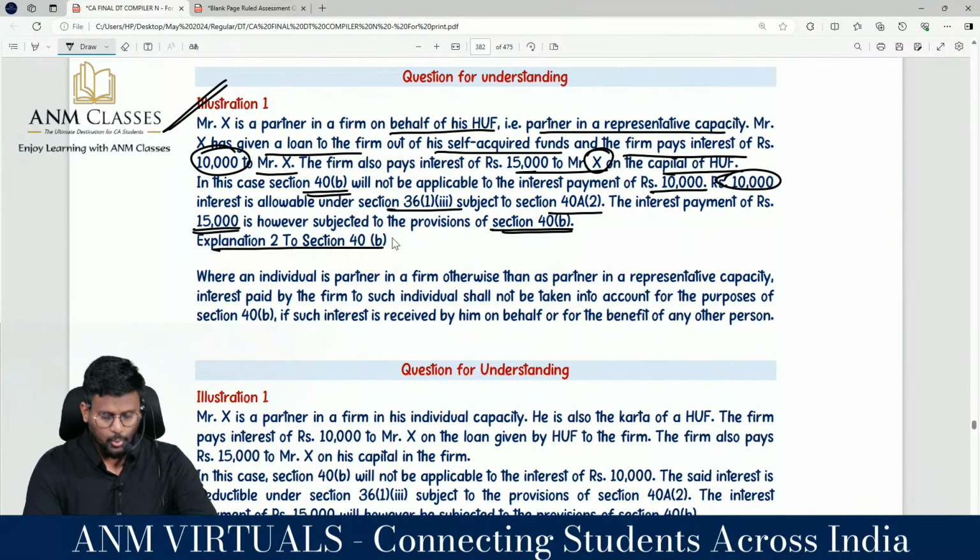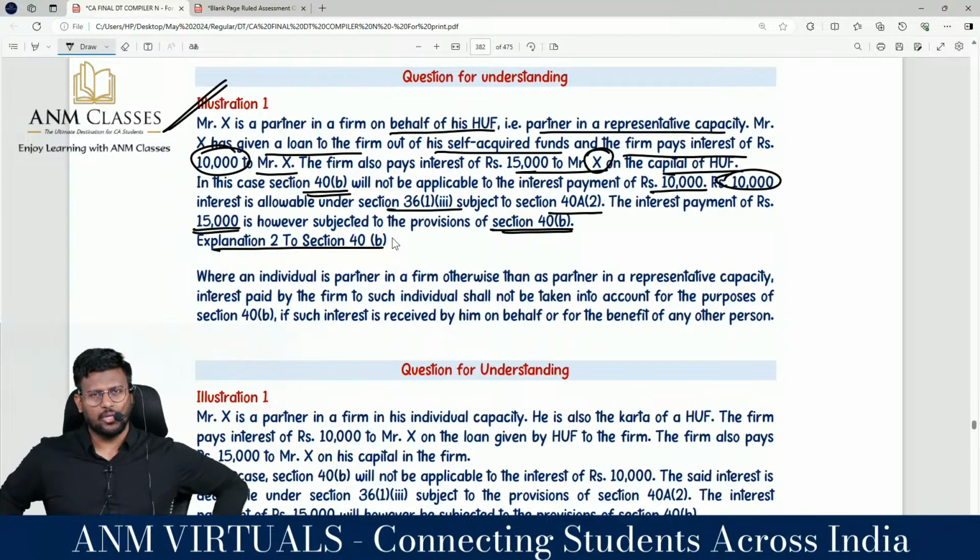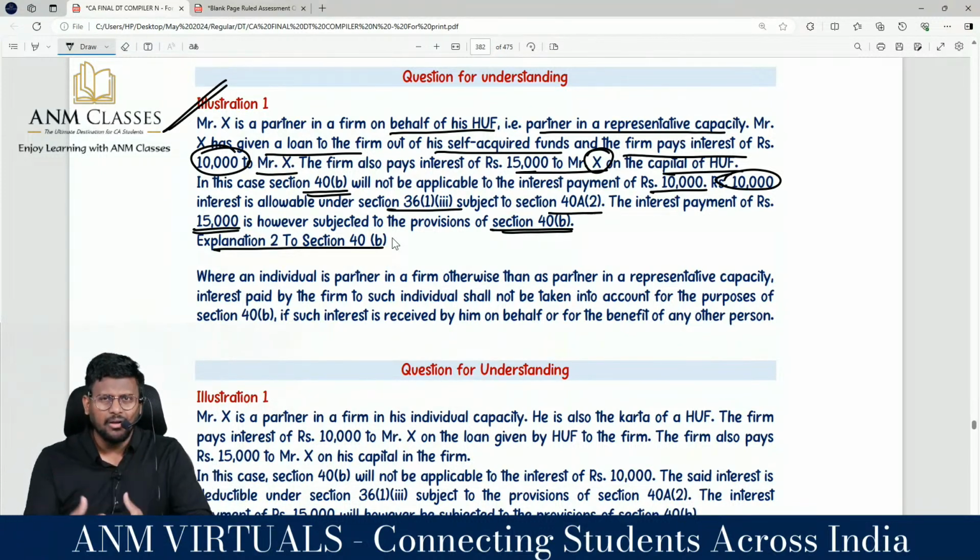Brilliant to the core. With this, we have done with explanation number 1. What is explanation number 1 saying? Is the partnership firm paying interest to the partner in individual capacity? Sir, individual capacity, such interest will not be counted for 40B. Is the partnership firm paying interest to the partner in representation capacity? Yes, then provisions of 40B will be attracted.